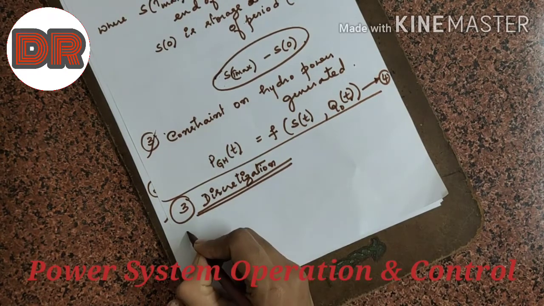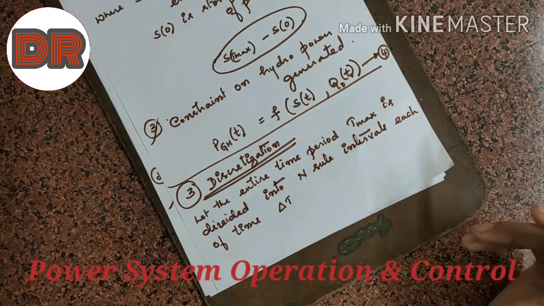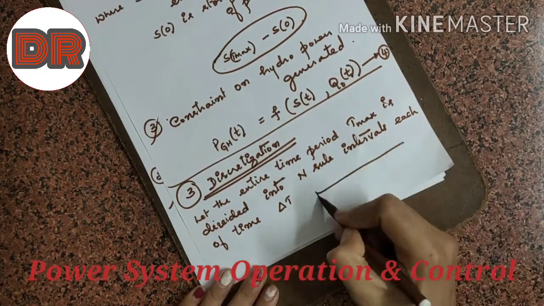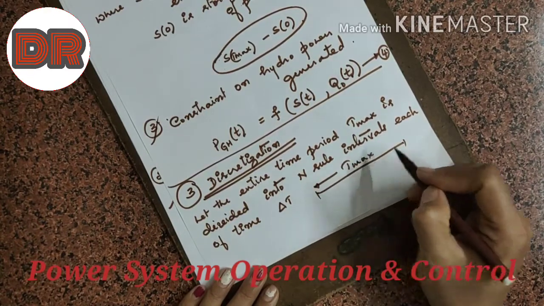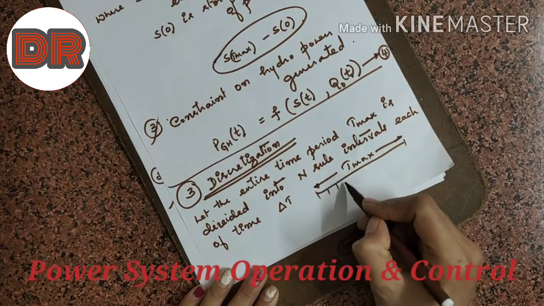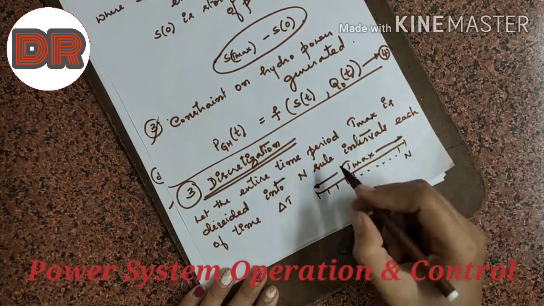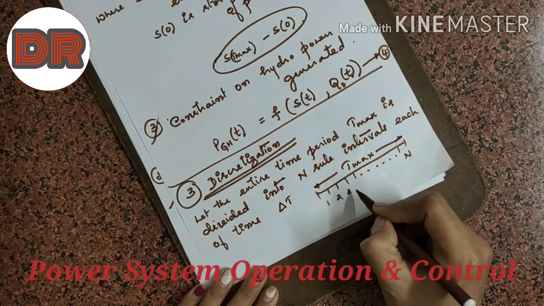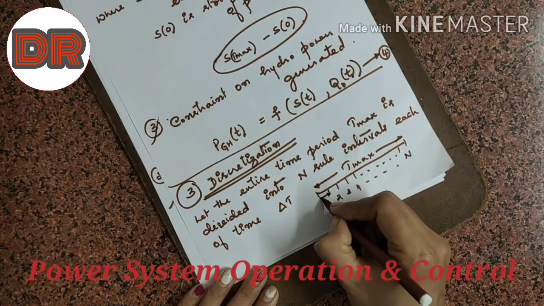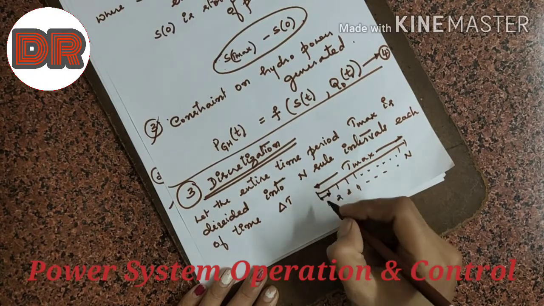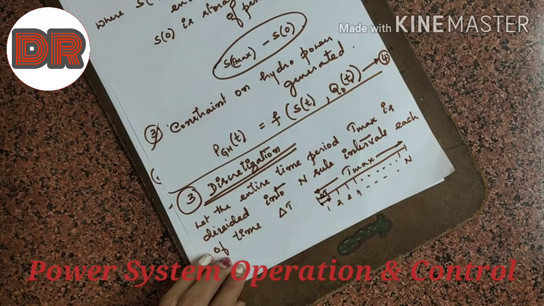So let me write. The entire time period Tmax is divided into n subintervals. So if this is Tmax, this is divided into different time intervals. So this is the nth time interval, this is first, second, third and so on, and each time interval is delta t. Delta t, this is the same.